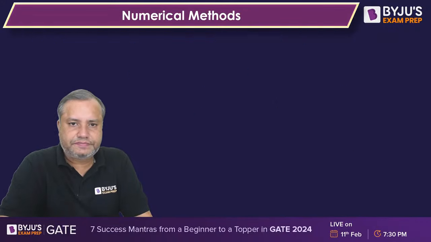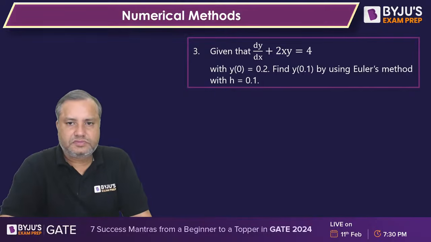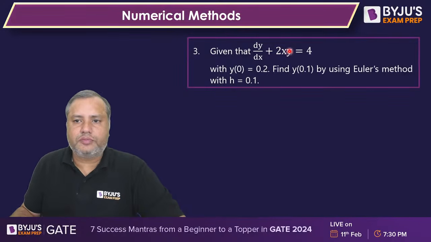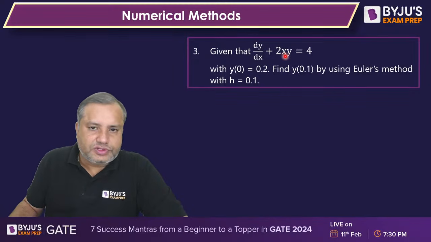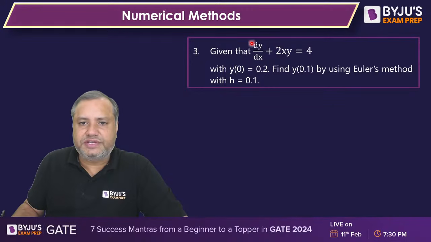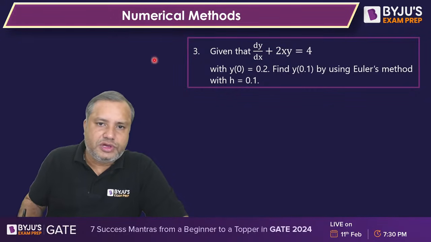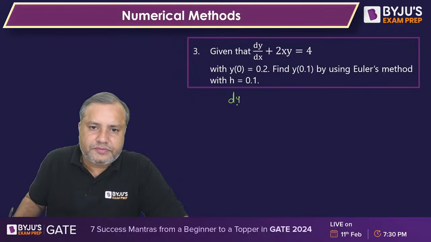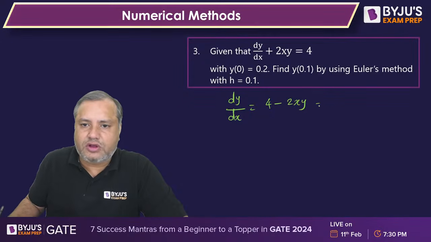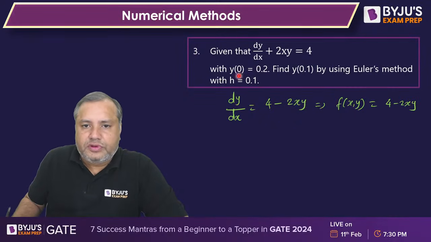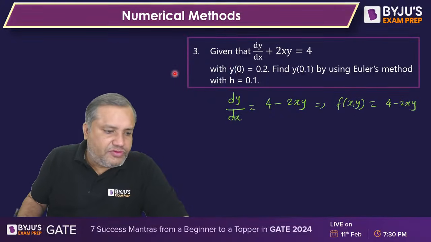Going to the next. Now this question is from solution of differential equation using numerical method. It's better that you should write dy by dx on the left hand side and bring all the other terms to the right hand side: 4 minus 2xy. All my dear students, this is f of x,y, which is 4 minus 2xy. Now we will be drawing a number line.